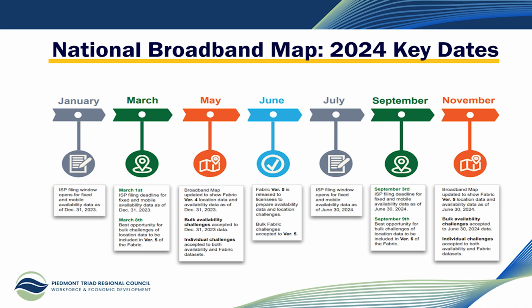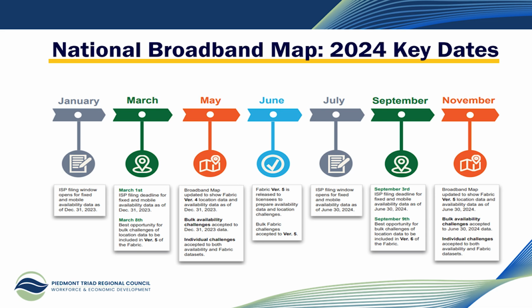So in 2024, these are the key dates for the National Broadband Map. In January, the filing window opens for ISPs for fixed and mobile availability data as of the last day of last year. And then the deadline for ISPs to add those to the map is March 1st. March 8th is the best opportunity for bulk challenges of location data. So that will be challenging the fabric using bulk challenges, which I will explain in a few minutes.